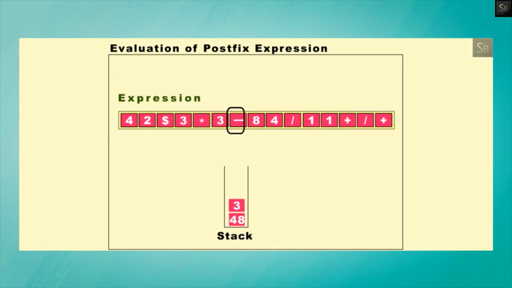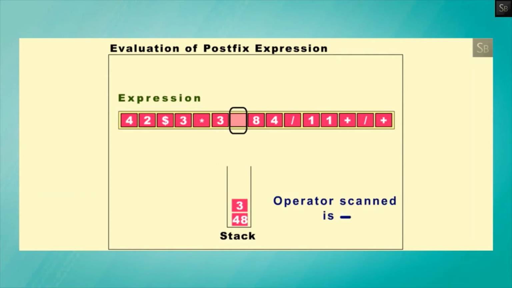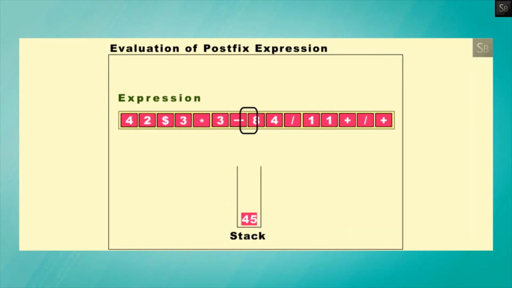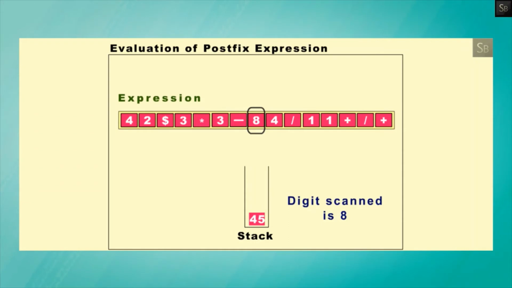As minus is an operator, we are going to pop off the recently pushed 2 operands from the top of the stack, which is 3 and 48, and we make the operation 48 minus 3, and the result 45 is to be pushed again onto the top of the stack. Next we scan the next input string, which is 8. As 8 is an operand, it is to be pushed onto the top of the stack.